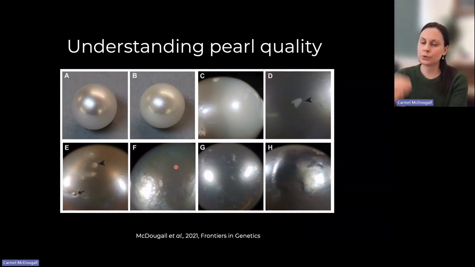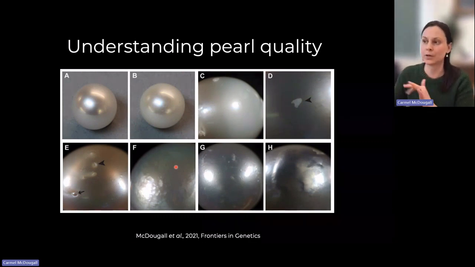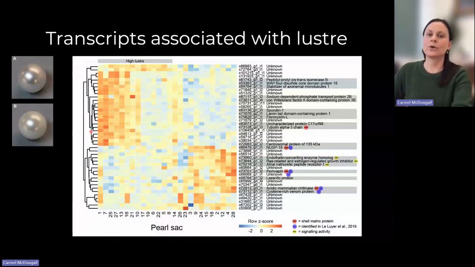And we also took those pearl sacs and extracted the RNA from them and did transcriptomics and differential gene expression so we could understand what genes were differentially expressed between pearls that had or did not have these different defects. And I'll go over these results quite quickly because I know heat maps scare a lot of people. But basically, each column is a different pearl sac. Each row is a different gene.